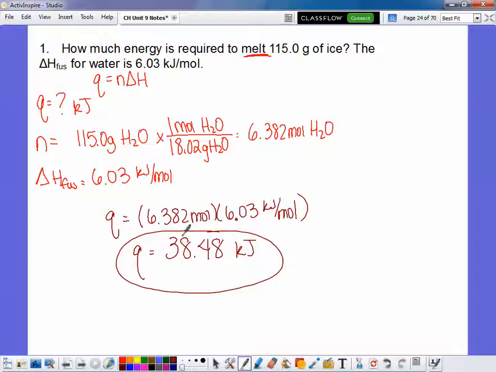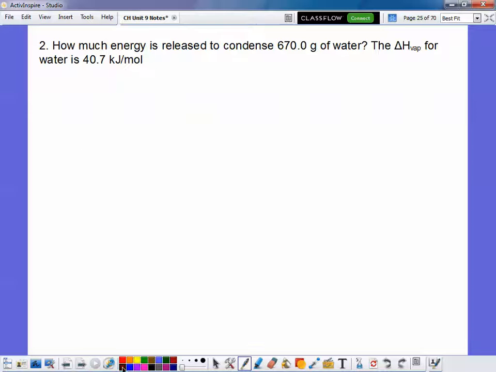Which came from the sig figs from the math. Yeah, you don't always ignore sig figs from delta H. One more. Last one.